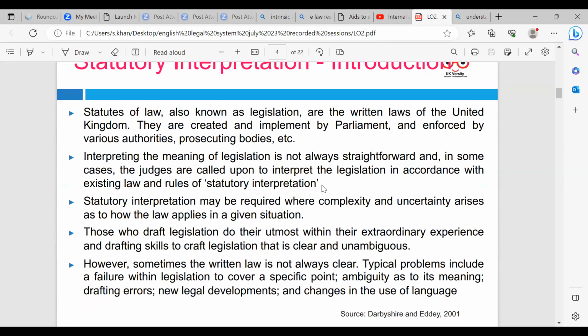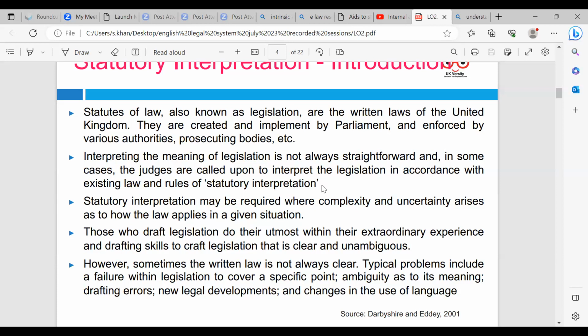Statutes of law, also known as legislation, are the written laws of the United Kingdom. They are created and implemented by Parliament and enforced by various authorities, prosecuting bodies, etc. Interpreting the meaning of legislation is not always straightforward, and in some cases the judges are called upon to interpret the legislation in accordance with existing laws and rules of statutory interpretation.